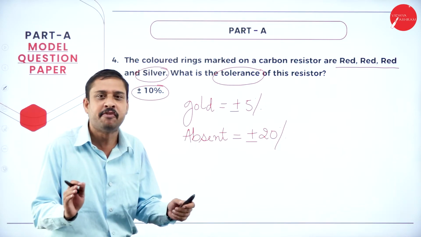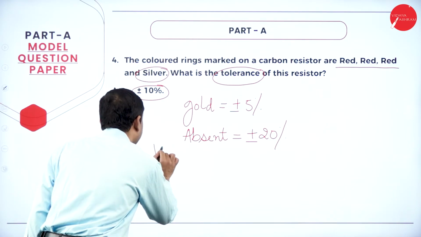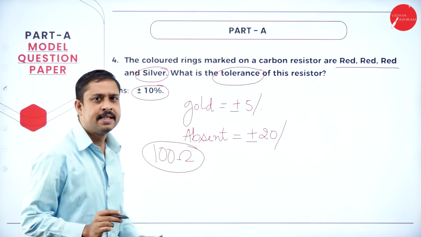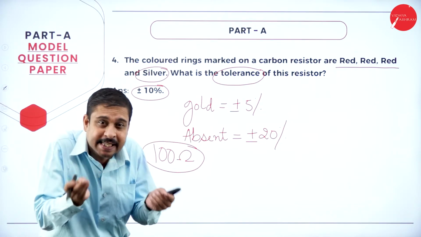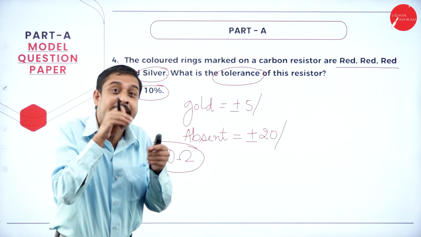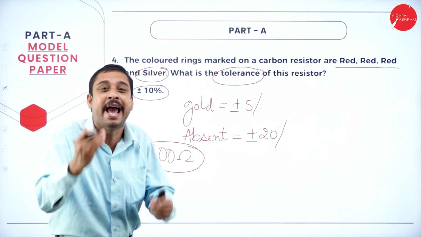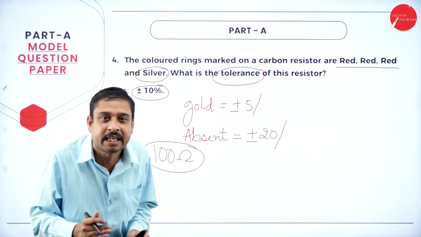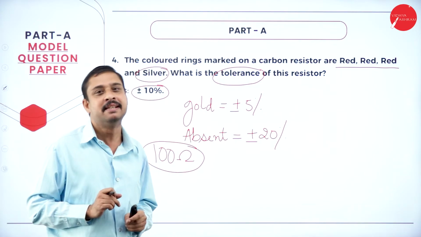Tolerance means, see for example, if I say a resistor is of 100 ohms, sometimes during soldering I may lose some resistance or it may be added up. What is the maximum error? How much it can deviate on either side of the given rating is what we call tolerance.